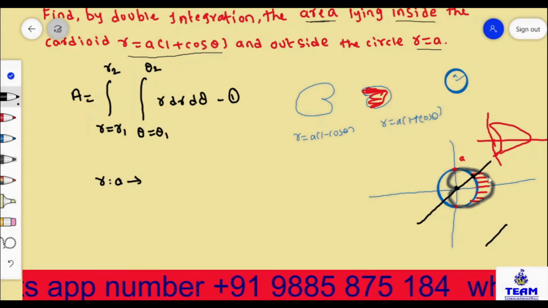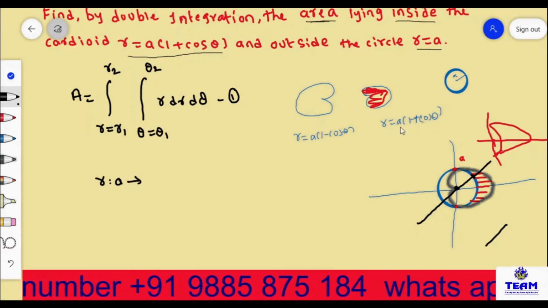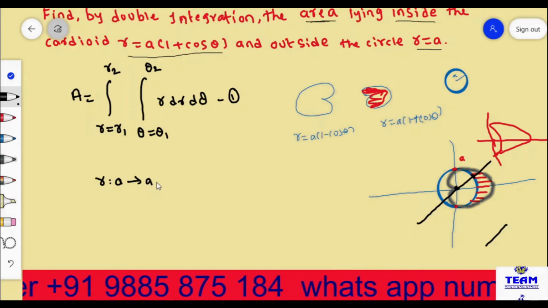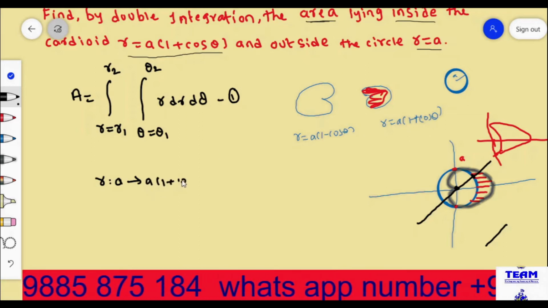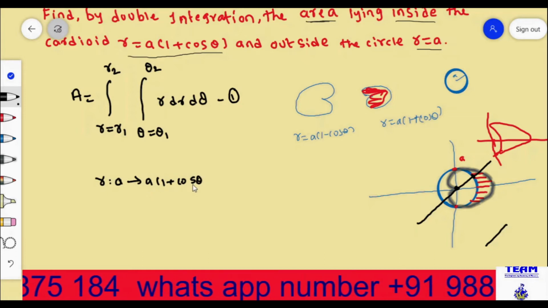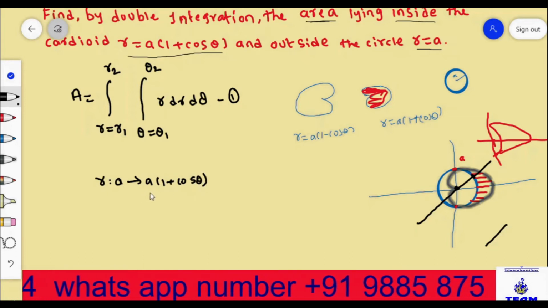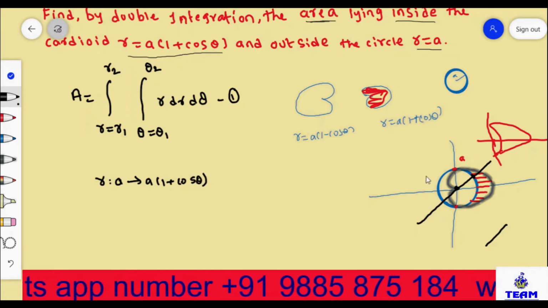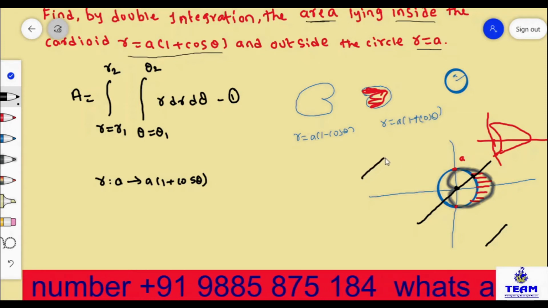Where does it touch? The cardioid. What is the cardioid here? r is equal to a into (1 plus cos theta). I hope you understood what the lower limit is. To get the lower limit, first draw a line.